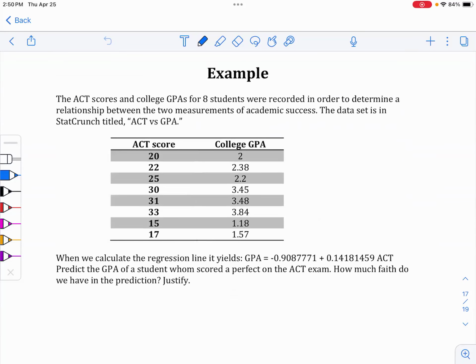Let's look at a simple example here. The ACT scores and college GPAs for 8 students were recorded in order to determine a relationship between the two measurements of academic success. The data set is listed as StatCrunch, ACT versus GPA. So I have a bunch of ACT scores here, and I have college GPAs.